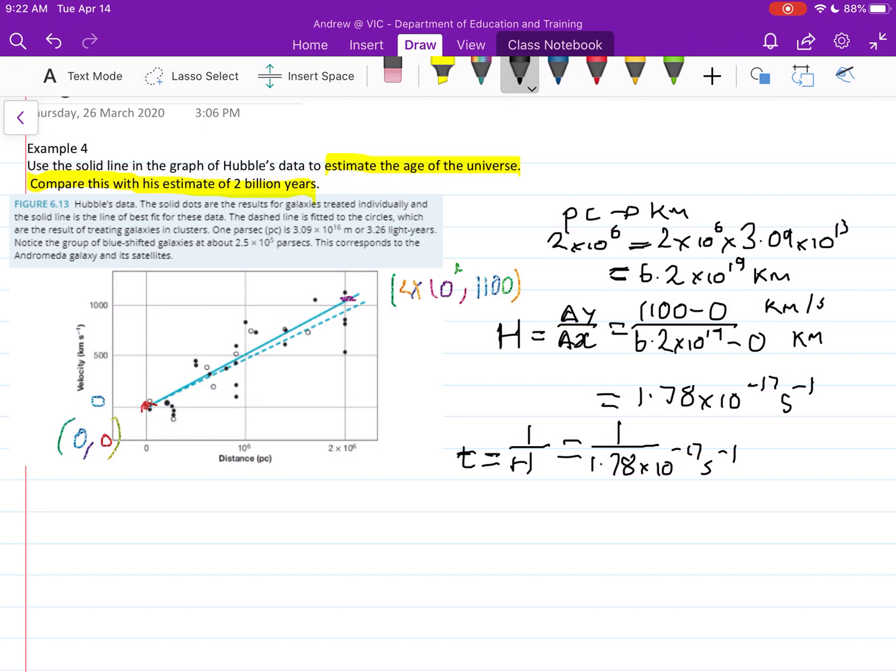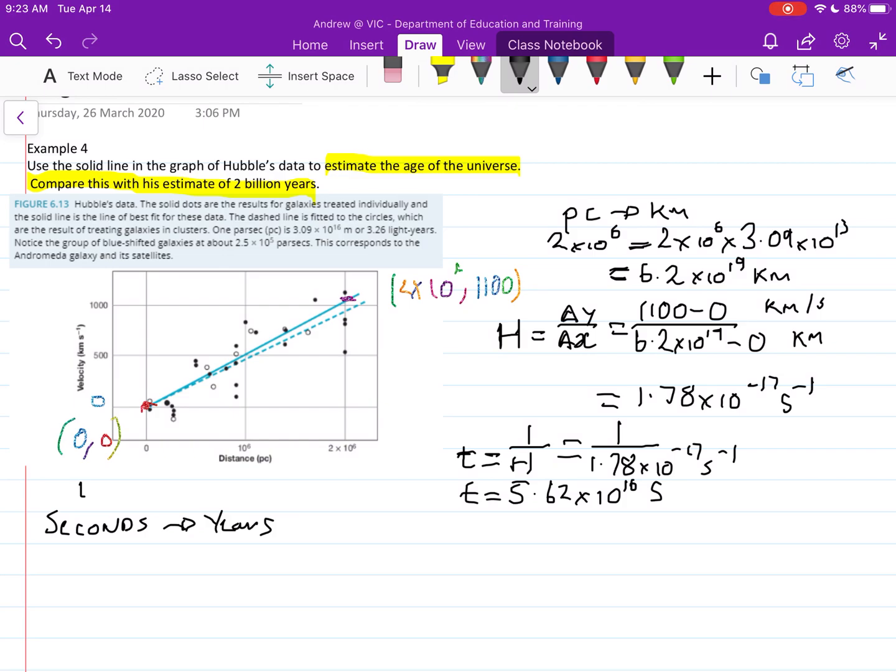Okay, so this here, once you figure this out, our time value, this will be 5.62 by 10 to the 16 seconds. Now, we need to compare this with 2 billion years. So we need to go from seconds, and I'm just going to do this over here, to years. Okay, so just break it up.